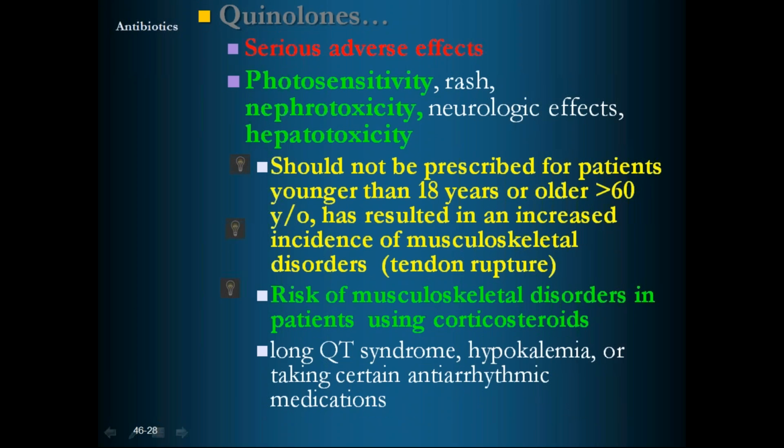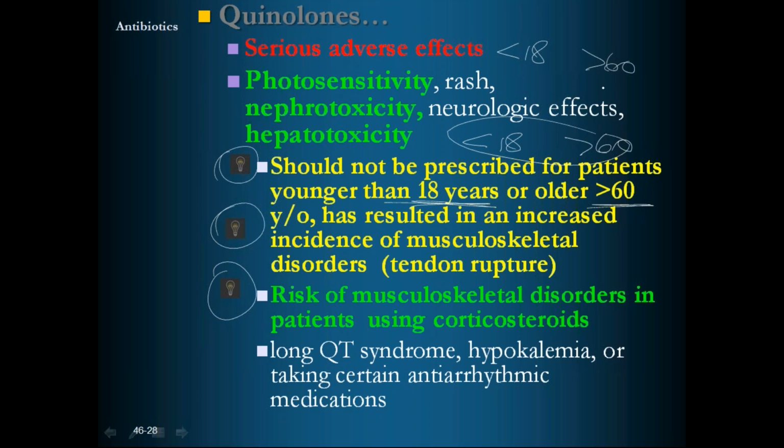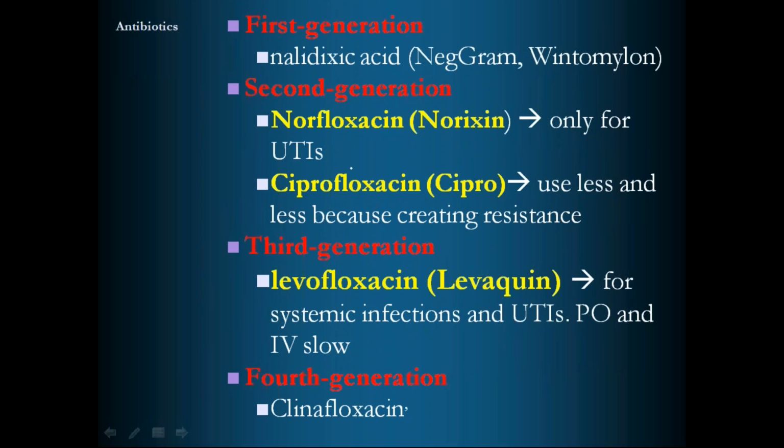I'm going to just mention something at the end. Quinolones have nephrotoxicity and hepatotoxicity, and that is high yield for NCLEX. They should not be prescribed in patients less than 18 years old or more than 60. No less than 18, no more than 60. So we already see there is a higher incidence of musculoskeletal disorders and tendon rupture. Common names here are norfloxacin, ciprofloxacin, and levofloxacin. Levofloxacin is Levaquin.